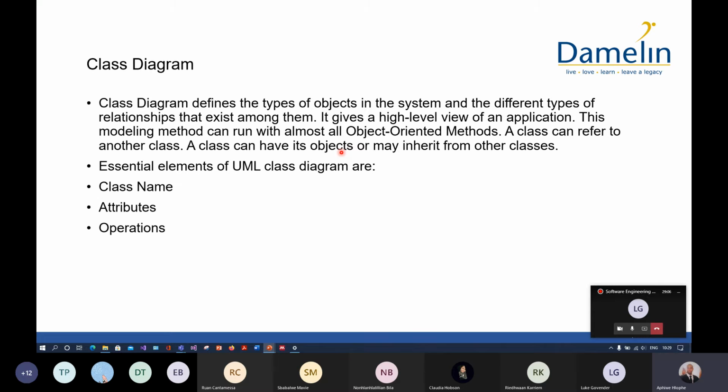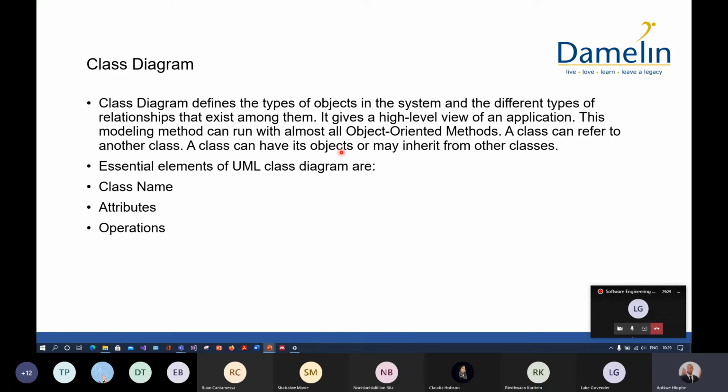A class diagram defines the type of objects in the system and the different types of relationships that exist among them. It gives a high-level view of an application. This modeling method can run with almost all object-oriented methods. A class can refer to another class.